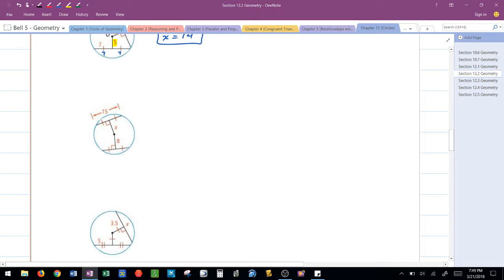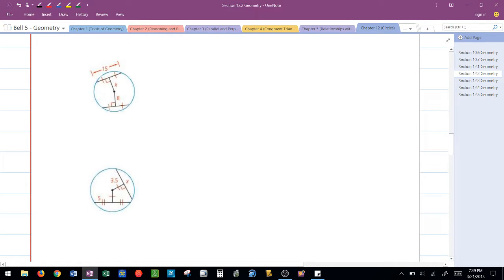So let's take a look at this one now. All right? I notice that I've got chords. I've got the distance from a chord to the center. And I know that the measurement of this chord up here is 15. Which tells me, because this chord and this chord are congruent, I know that I have congruent chords. If the chords are congruent, then the distance from the chord to the center must also be congruent. Or in other words, x has to be equal to 8.